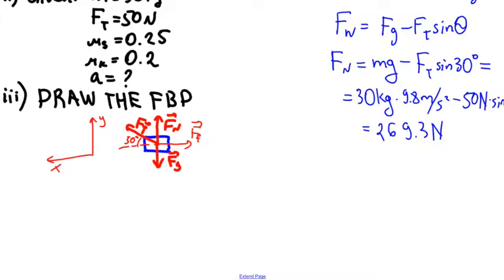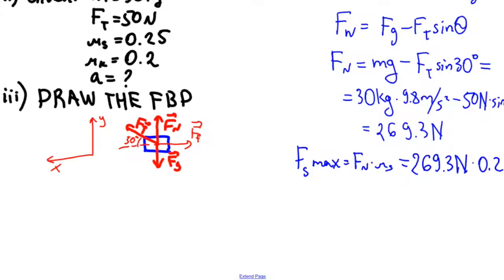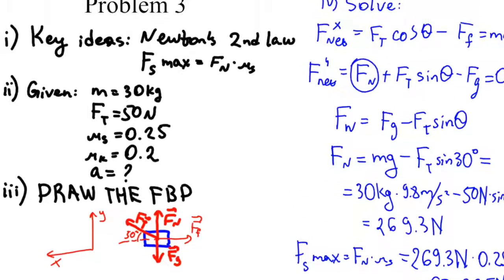Okay. So then we use this normal force to figure out what the maximum static friction is. So F static max is equal to normal force times mu static, which is in this case 269.3 newtons times 0.25, which is approximately 67.325 newtons. So we plug this maximum friction now in the F net x equation that we had above before.